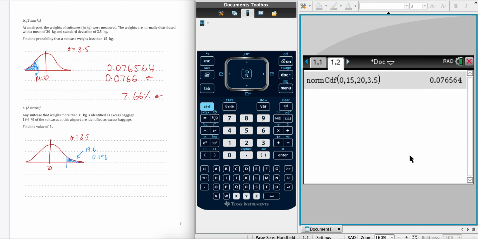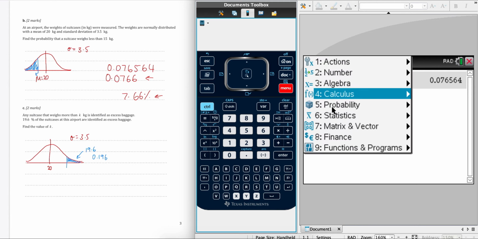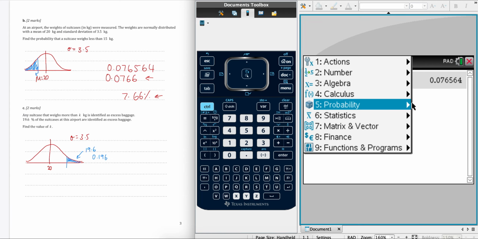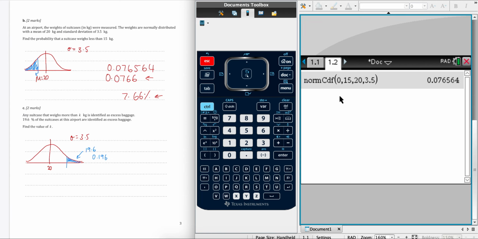But don't forget, when we do an inverse normal on the calculator, it can only accept areas to the left. It's used to doing less than, so we're going to have to take that into account. Before we go to the menu, just to make it even simpler, we can do 1 minus the 0.196. Okay, so now we can see that it's an area of 80.4% that we're needing to put in.